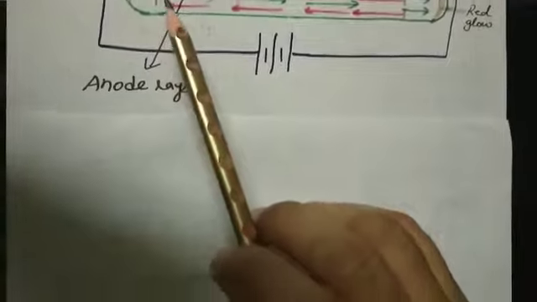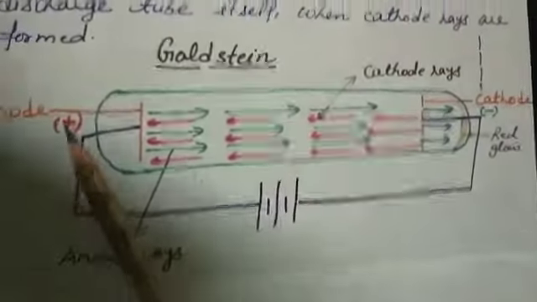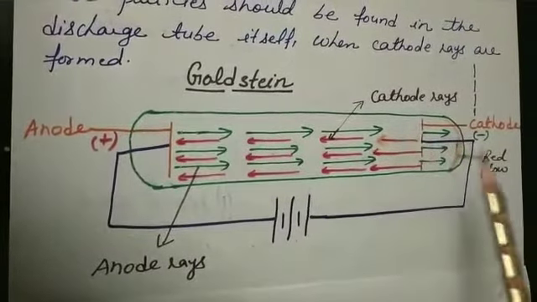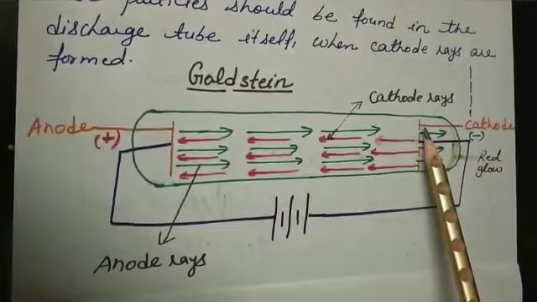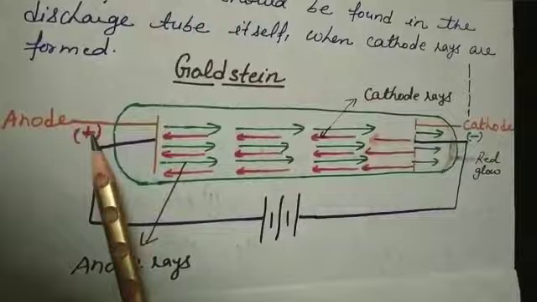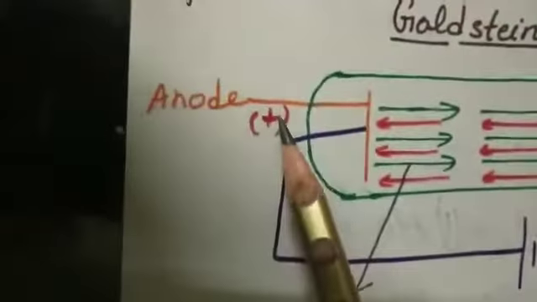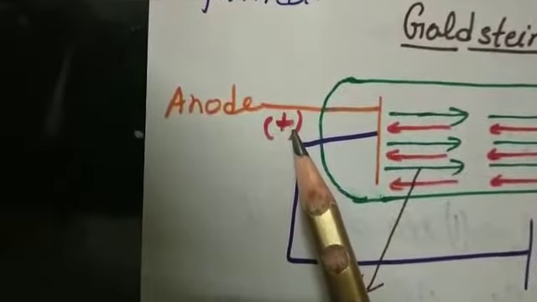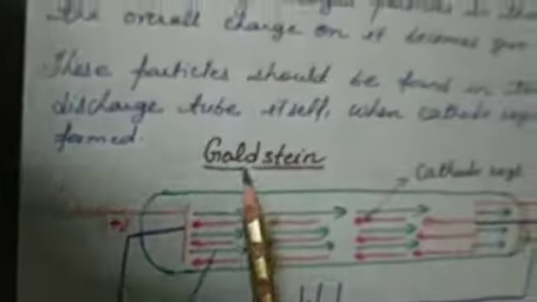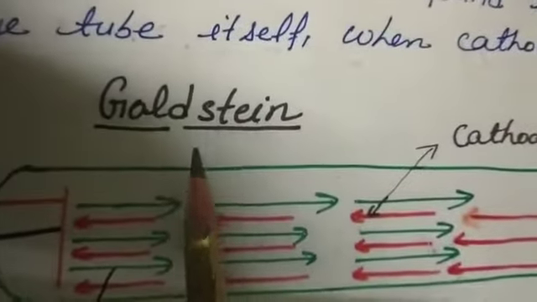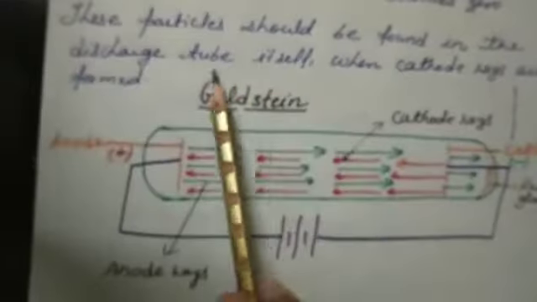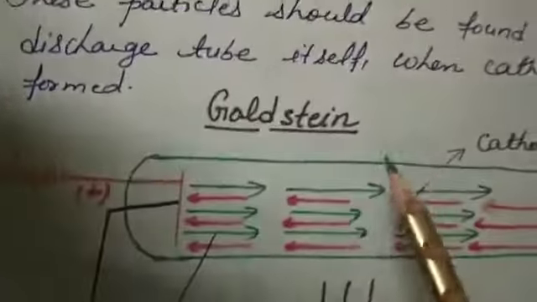Students, the rays which are coming from the anode are called anode rays. The rays which are coming from the cathode are called cathode rays. You can see here the anode is positively charged, which means the particles are positively charged. And here you can see the name of the scientist who discovered these positively charged particles in the discharge tube. The name of the scientist is Goldstein, and you can underline this name in your book also.